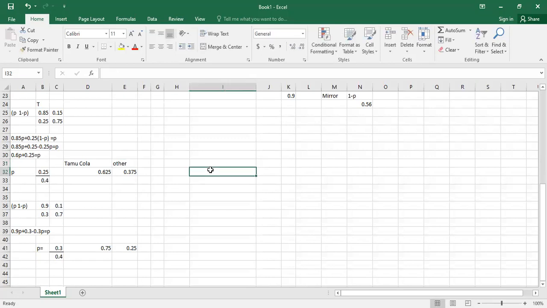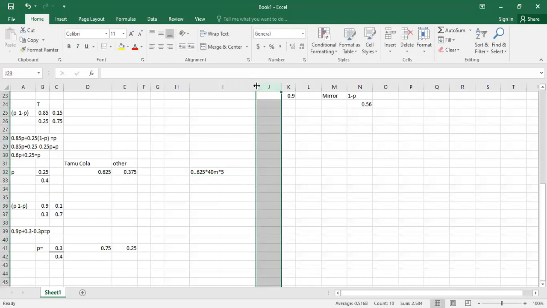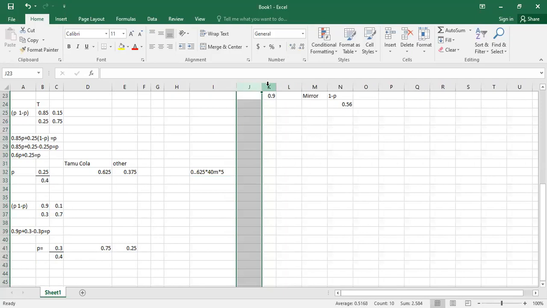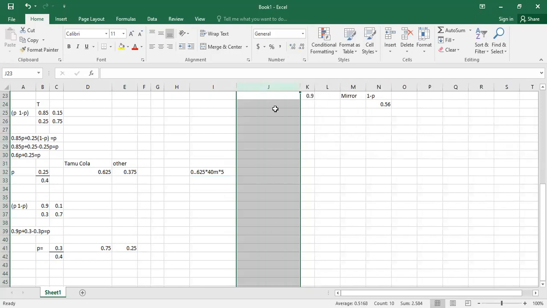So Tamukola, the first one will be 0.625. We are multiplying by 40 million, the consumers. Then you multiply by 5 shillings. We are making a profit of 5 for every drink that is consumed. So what will be the profit before advertising? You want to see whether the advertisement is assisting us, or whether we are just spending money. What are you getting?